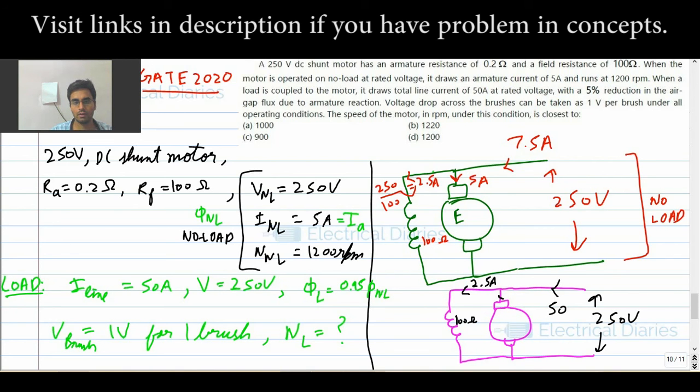So the current in the armature will be 47.5 amperes. Okay, so that is our armature current. Now here will be your E.